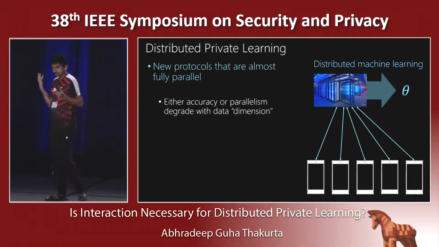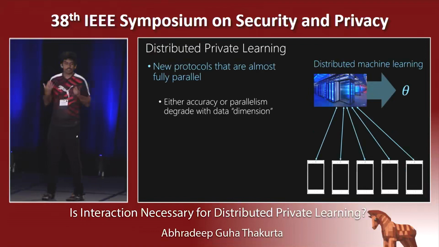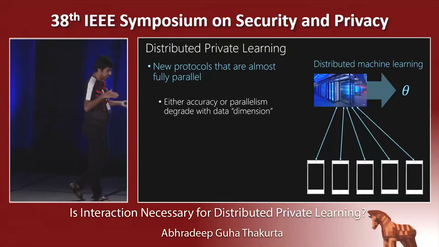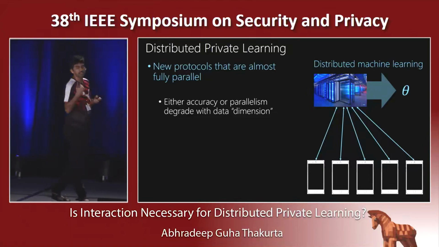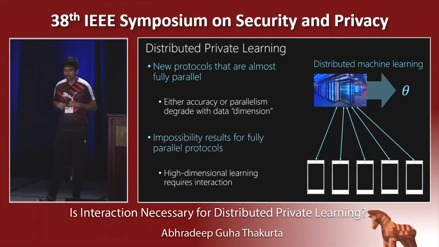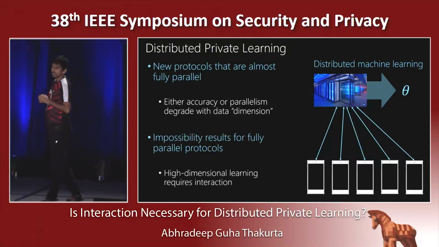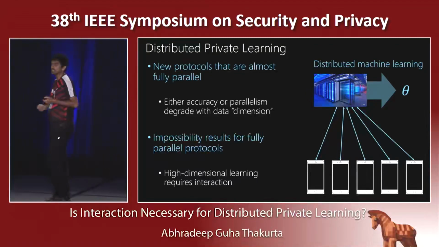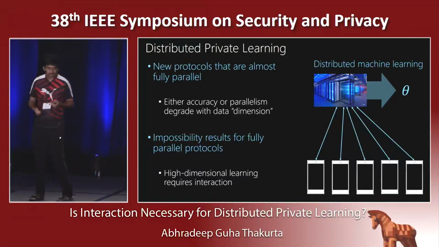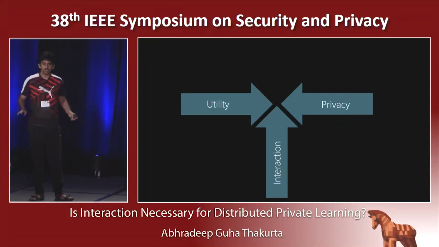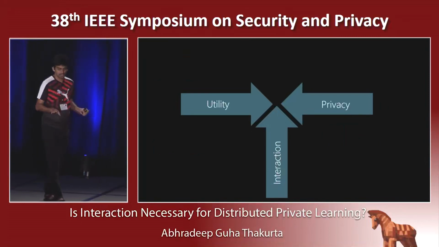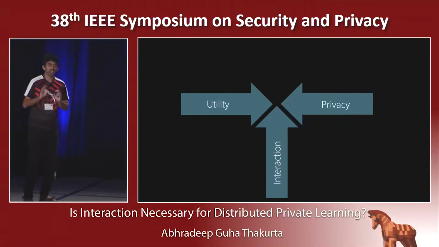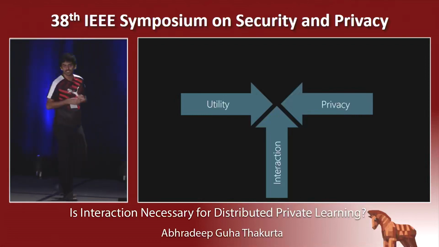Finally, to conclude, I told you about new protocols that are almost fully parallel, and either the accuracy or the degree of parallelism goes down as you increase the number of dimensions in the problem. We showed some impossibility results, that adaptive interaction is somehow ingrained into the problem. Finally, if you haven't heard my talk in the last 20 minutes, if you remember this slide, that itself is worth it. And that's what my talk is about.